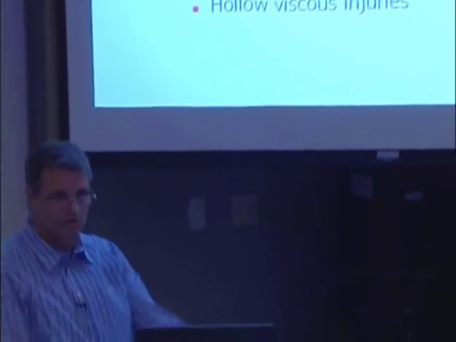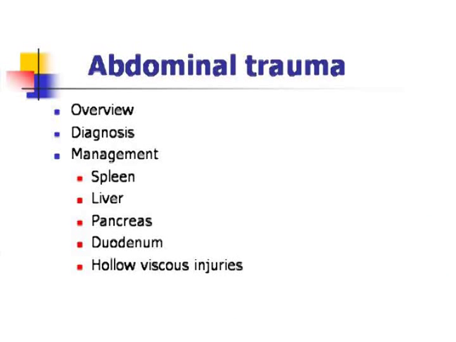So let's shift gears and talk a little bit about abdominal trauma. What I wanted to do is set the frame by talking about some of these general principles. I've divided this part of the talk into a couple different sections. I'm going to give you a brief overview of abdominal trauma in children, talk a little bit about diagnosis, and then it's impossible to talk about every aspect of management, so I've picked the things that I think are the most common. We'll talk about management of spleen injuries, liver injuries, pancreatic injuries, duodenal injuries, and a little bit about hollow viscus injuries.